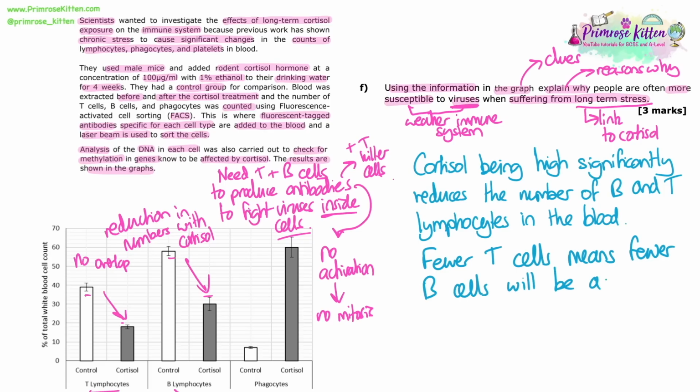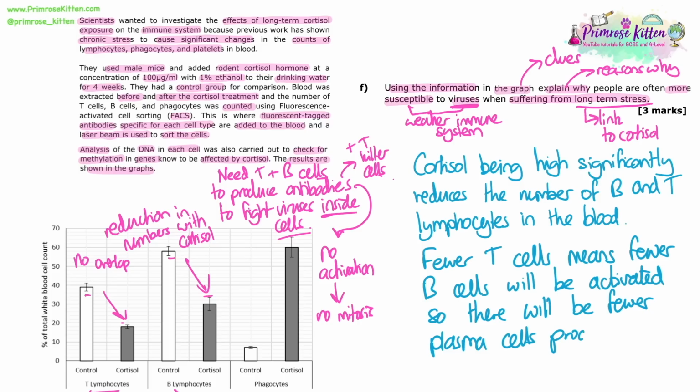So from the graph, we can give our first point, which is that cortisol being high significantly reduces the number of B and T lymphocytes in the blood. I could have talked about the error bars here, not overlapping, but I didn't. I just went straight on to explaining what that meant, but you could get a mark for that as well. I did put significantly, and I know that because of the no overlap.